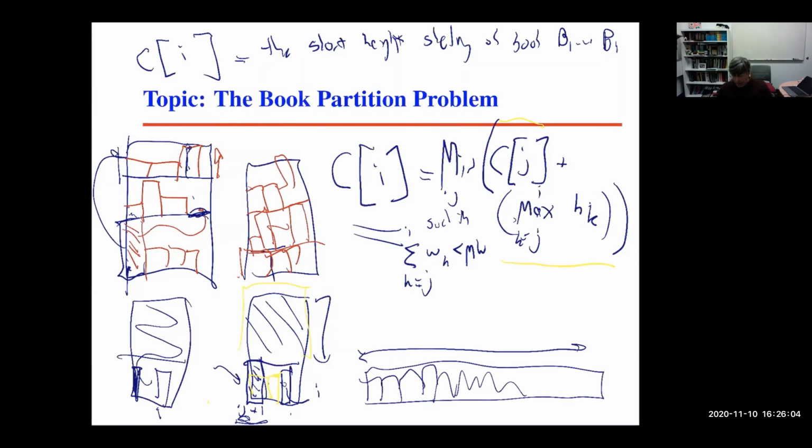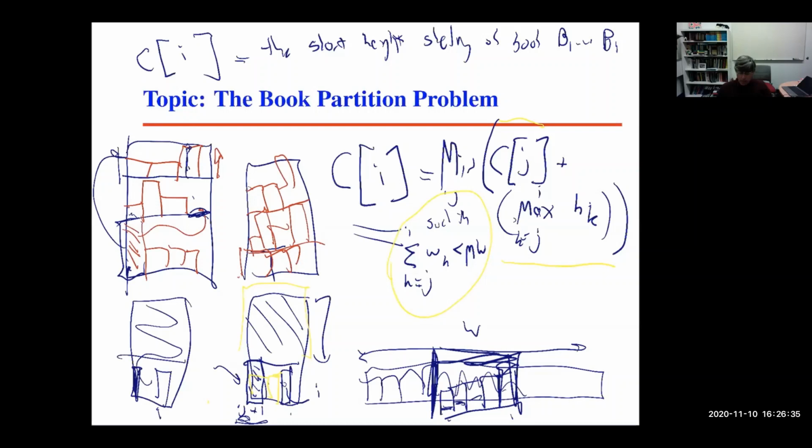If I am fixing a maximum width of my shelf, however, there is only a certain number, and I know it's going to end on book I. Well, my value of J is going to be any J such that the width of the books from J to I is less than my maximum allowed width. That is what I am doing here.